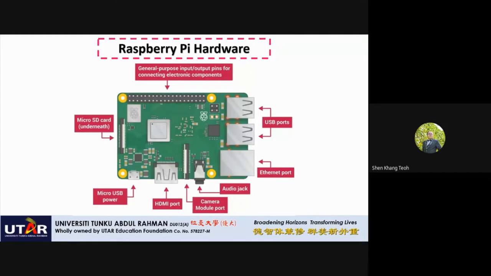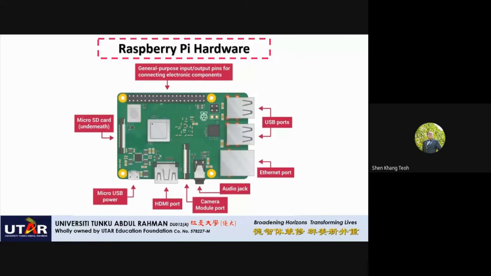Okay, so next you can connect your speaker to the audio jack. So when you play, for example, the 557, you can hear the music. You can also connect a Pi camera to it. You can also connect a monitor through the HDMI port, so the OS can be displayed on the screen.